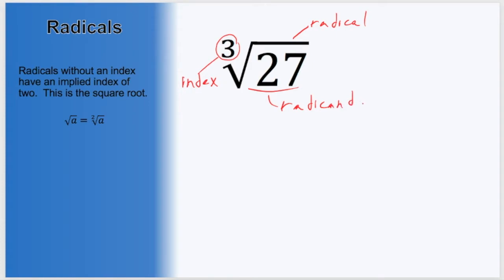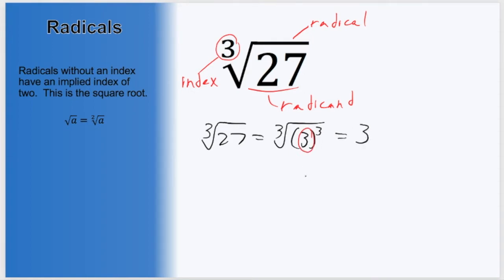What these radicals or roots tell us to do is to find the number that when multiplied by itself the index number of times, or raised to the index power, gives us the number inside of the radical. To demonstrate, this third root of 27, or the cube root of 27, is asking us to find what cubed will give us 27. At this point, we must realize that 27 is 3 cubed, which means the cube root of 27 is 3.